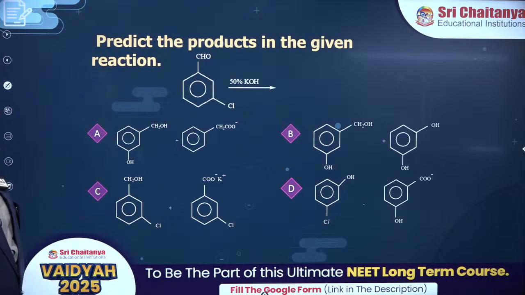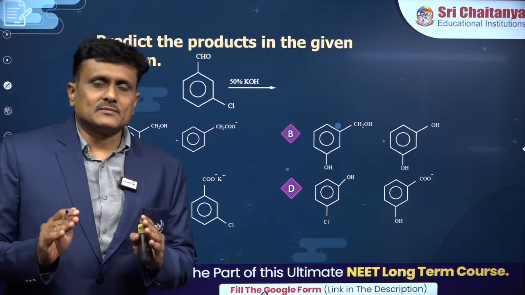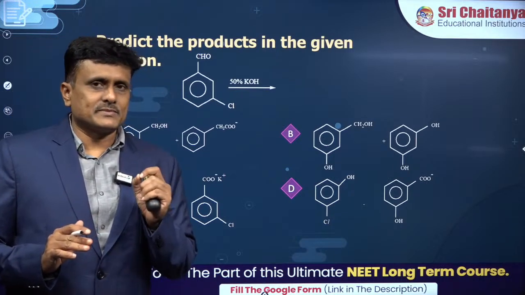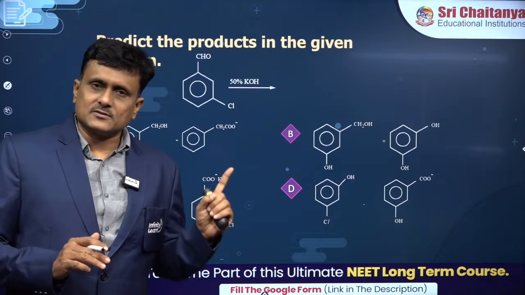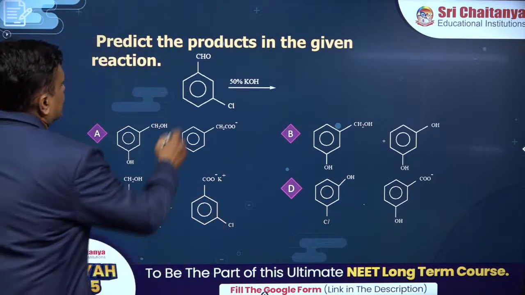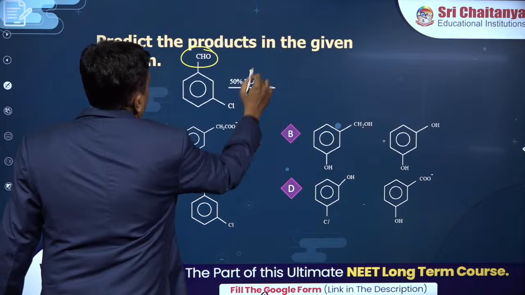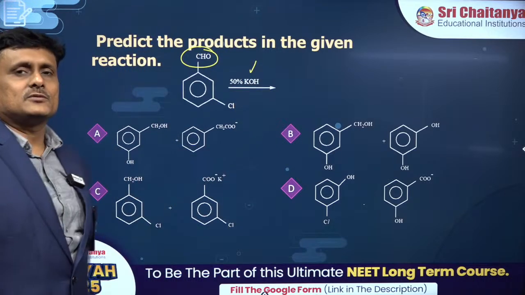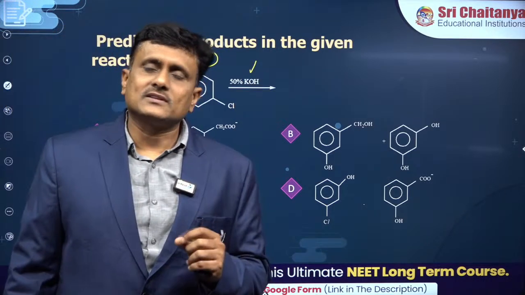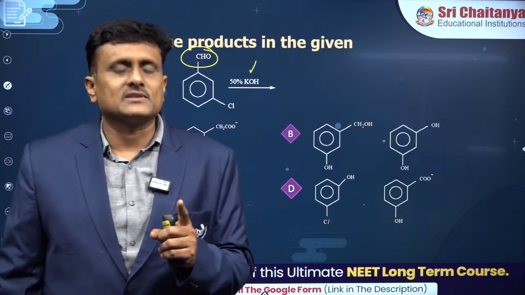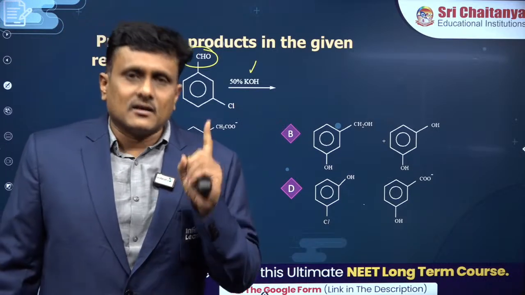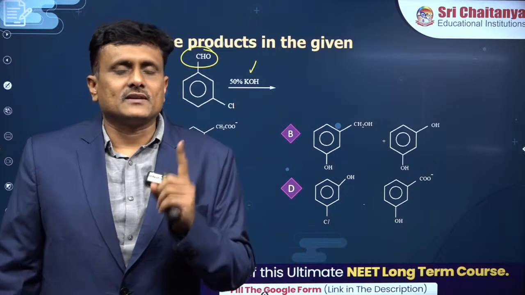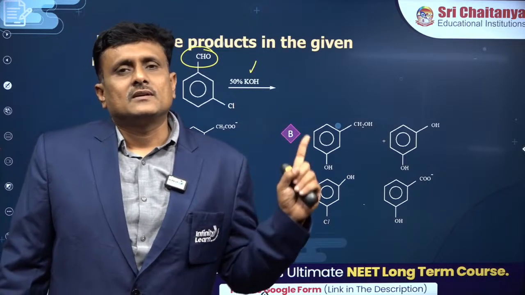Predict the product in the given reaction. I told you multiple times that whenever reaction based questions are asked, zoom into the functional group. Check which functional group is present. You can see the functional group is aldehyde. Aldehyde with concentrated base, you have two reactions. One is aldol, the other is Cannizzaro. For that, you need to check whether the compound has alpha hydrogens or not. If it has alpha hydrogens, aldol. If it doesn't have alpha hydrogen atom, it is Cannizzaro.